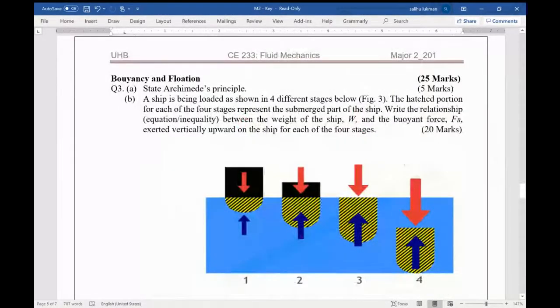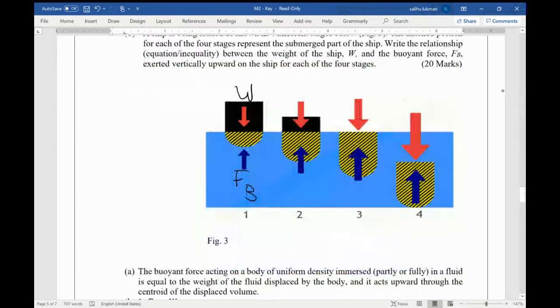And then this one, even yesterday I explained it. I took a page, I spent so many minutes explaining this. You have a ship being loaded. This is the weight acting. This is the force acting. It's in equilibrium. So FB equals W. Simple. So here all I need is to just write FB equals W and get the points.